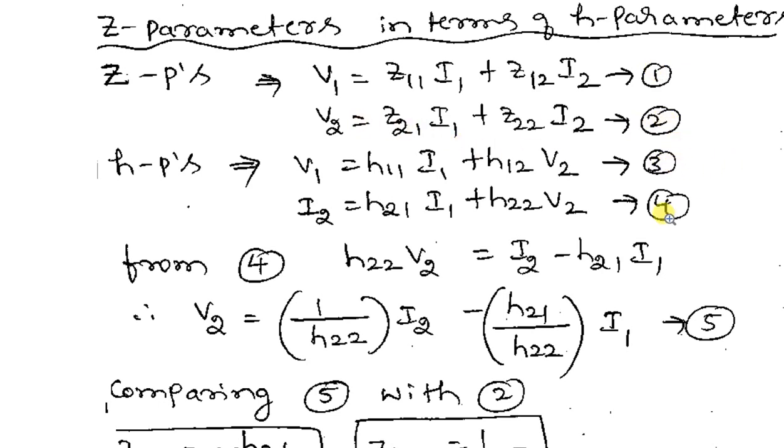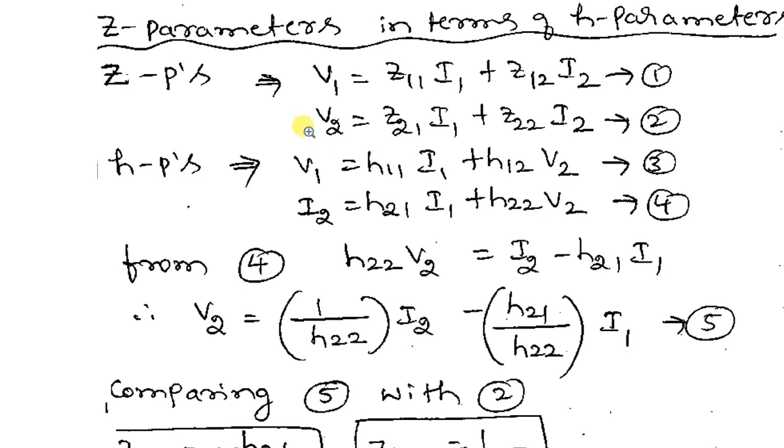So consider 2 and 4. V2 is there in equation number 4, I1 is there, I2 is there. So equations 2 and 4 are matching; all three variables are the same. So consider equation number 4 and rewrite it, because you have to express V2.